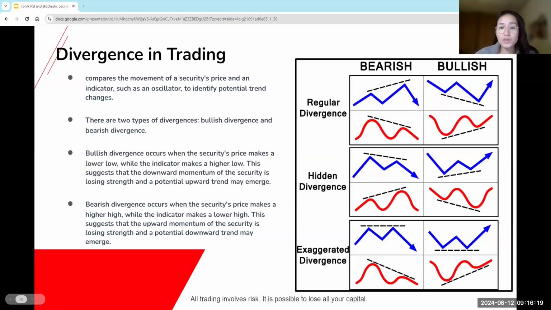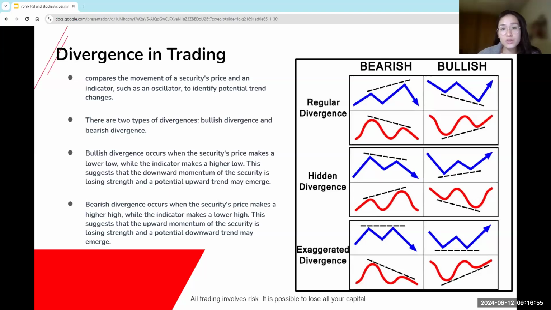Your bullish divergence occurs when the security's price makes a lower low, while the indicator makes a higher low. This suggests that the downward momentum of the security is losing strength and a potential upward trend may emerge. Bearish divergence, on the other hand, occurs when the security's price makes a higher high, while the indicator makes a lower high. This suggests that the upward momentum of the security is losing strength and a potential downward trend may emerge.